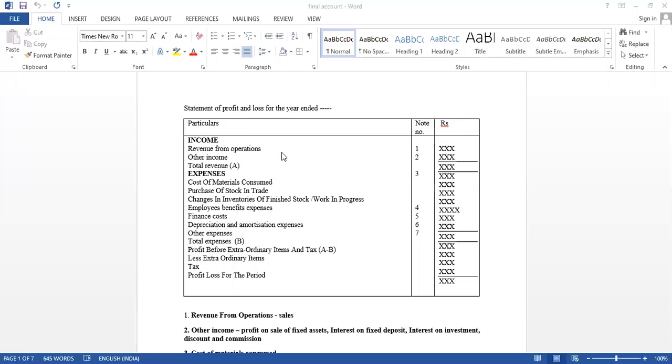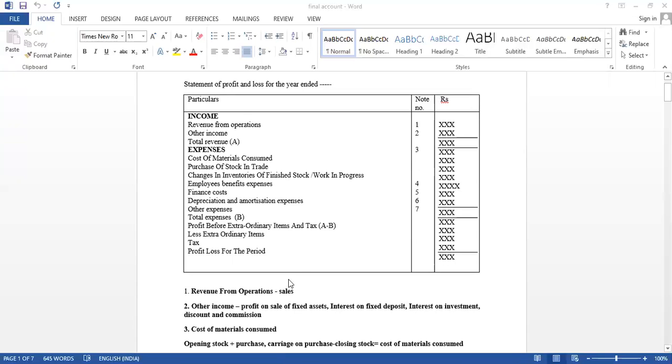What is revenue from operations? The business transaction mainly happens by buying and selling. In this case, revenue from operations: in sales, we get a revenue. This is called working notes. The revenue from operations consists of sales and gross profit only.